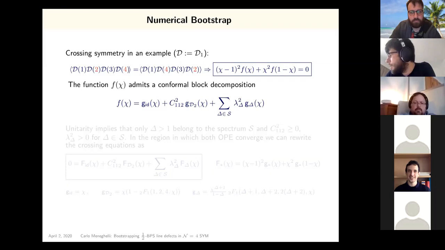It was just a comment. It is a good comment. Yeah, I was just trying to think if in N=4 there is room for such things.